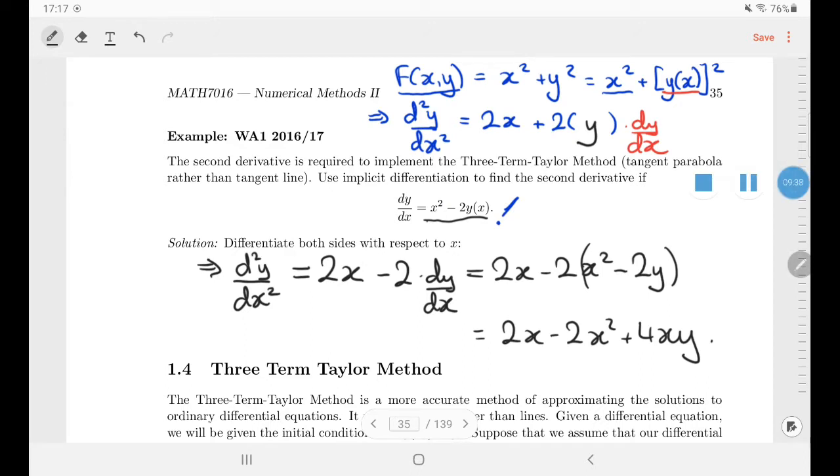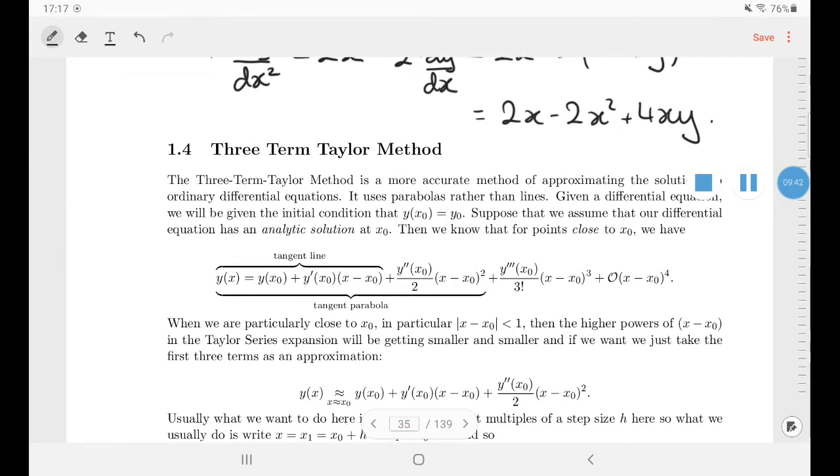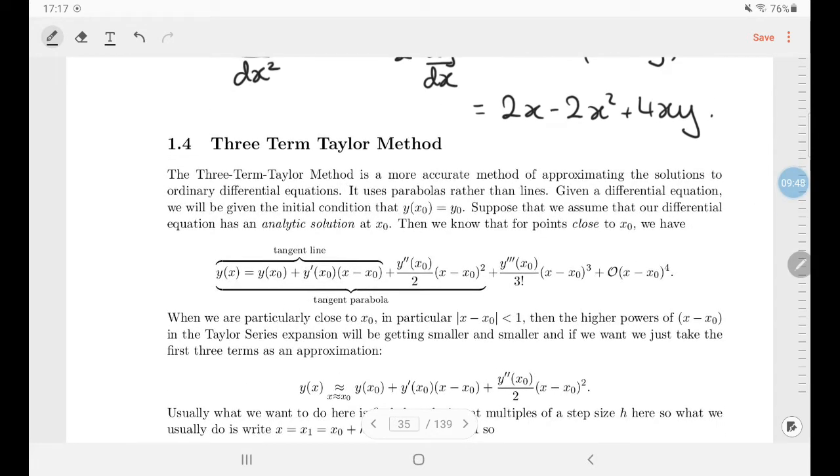So remember, now we're in the market for improving the Euler method. So let's go for the three-term Taylor method. The three-term Taylor method is a more accurate method of approximating the solution. It uses parabolas, so you get a bit of curve going on rather than lines.